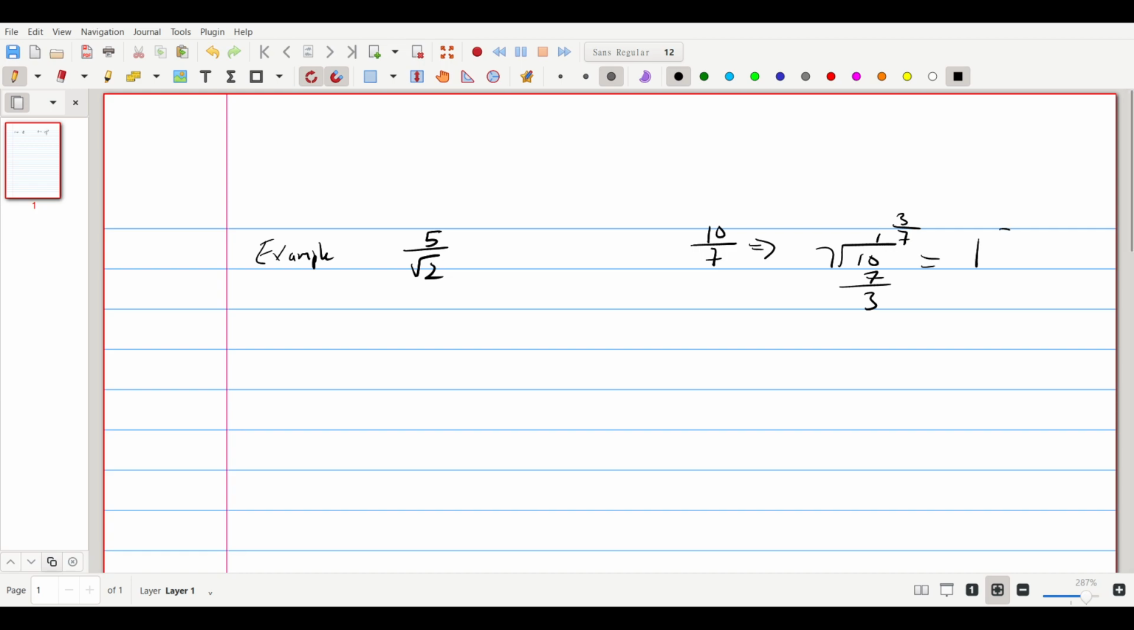You write it as 1 and 3 sevens. Okay, so this is kind of the same idea. We don't like, and I'm doing finger quotes even though you can't see it, we don't like radicals in the bottom, so we need to be able to get it out.